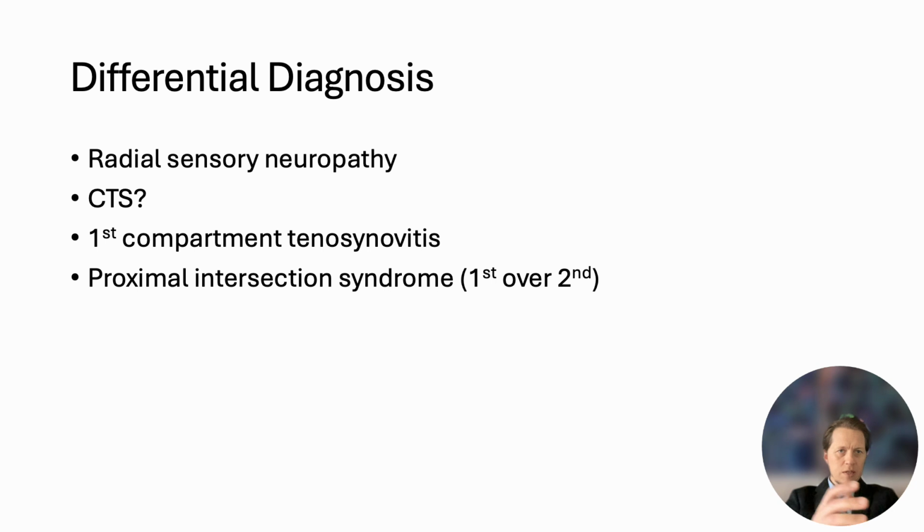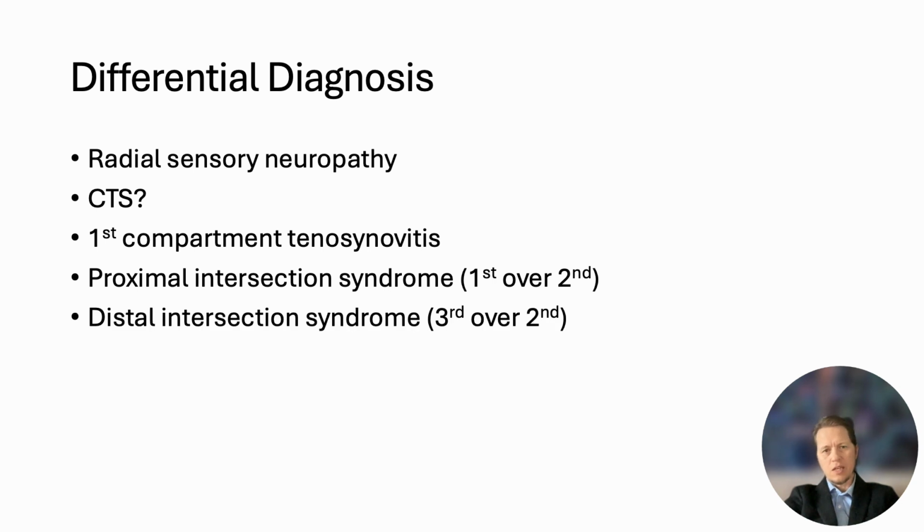If you're a student or a learner or kind of new, you might not have heard of intersection syndrome. Some of you that work with hand clinics hear this all the time. There's two versions. There's a proximal, which is the first compartment rubbing and causing friction and inflammation over the second. That would be APL and EPB in the first, rubbing over ECRL and ECRB in the second. But there's also a distal, which would be EPL over the ECRL and ECRB.